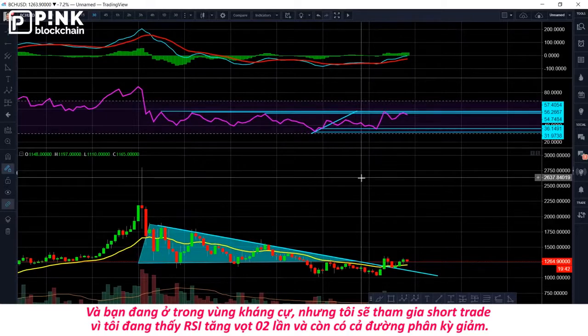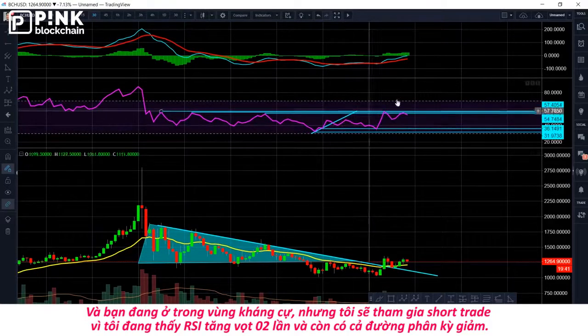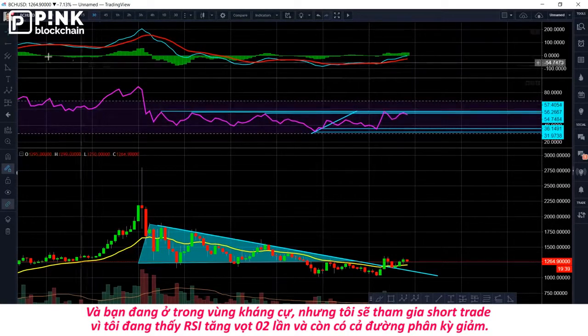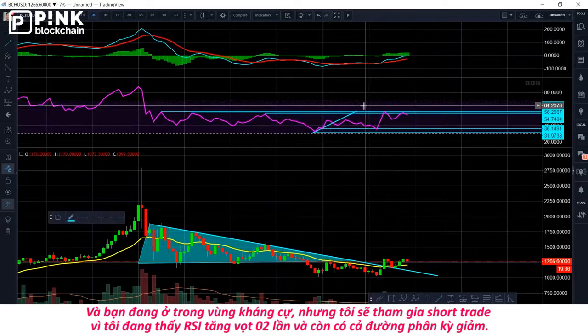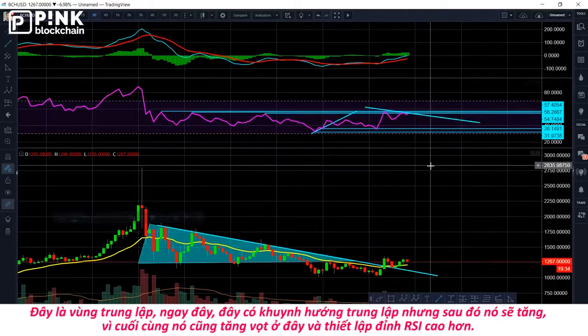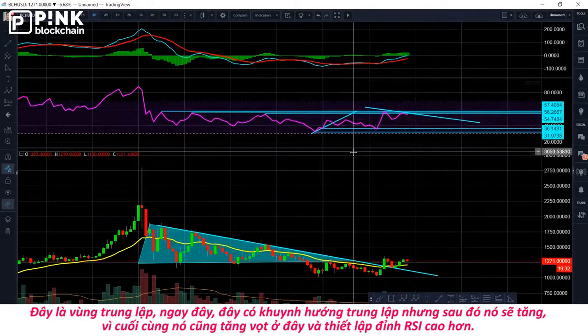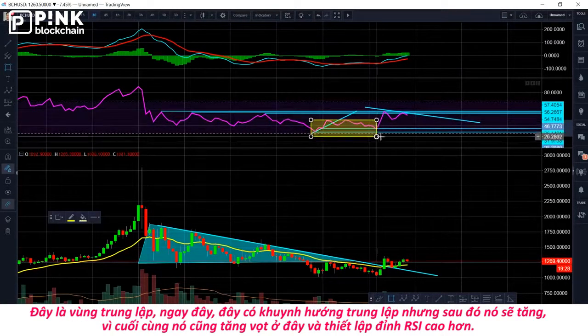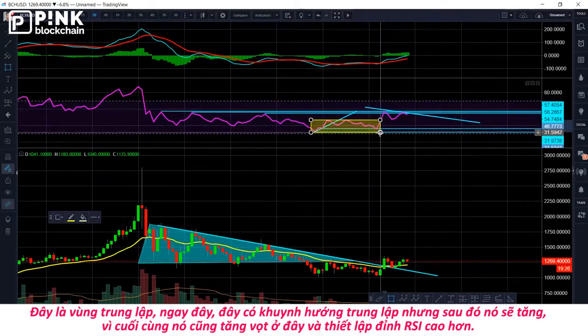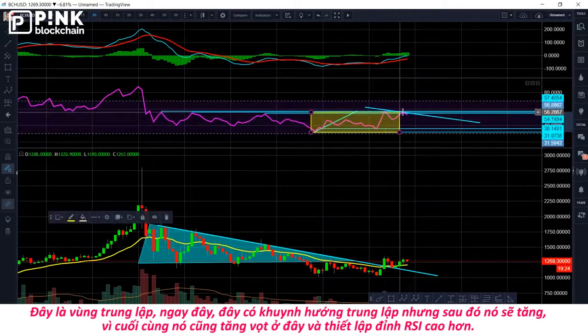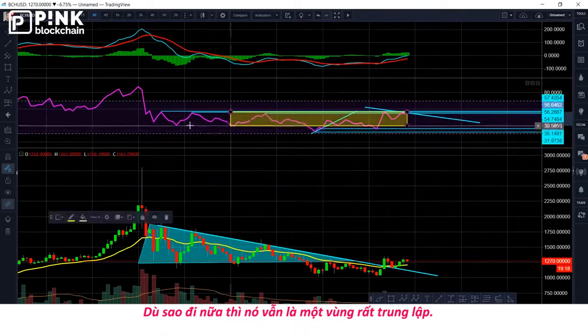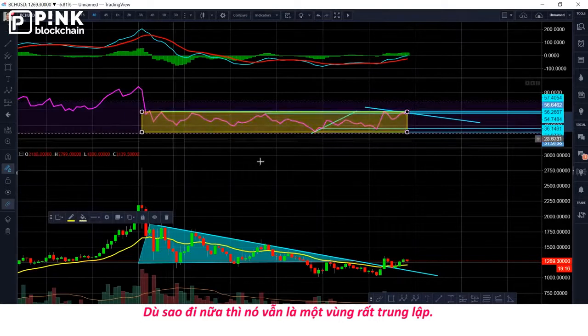I'm going to short it probably as soon as I finish this video because I'm getting a double bounce off of it. Not only am I getting a double bounce, but I'm also getting bearish divergence, right? This was a neutral zone right here that we were in. This is more of a neutral to bullish zone because it finally broke out of here and it got a higher high on the RSI.